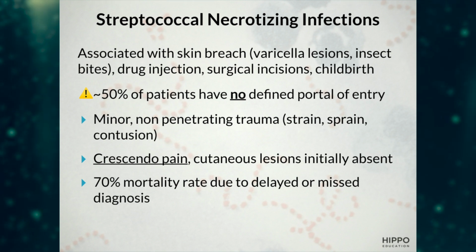Cutaneous lesions may or may not be there. We're talking about that hemorrhagic bullae that we talk about. So if you have that, great, but you may not always have it. And just know that in general, this diagnosis has a very high mortality rate if it's delayed or missed. 70% of these patients can and will die.